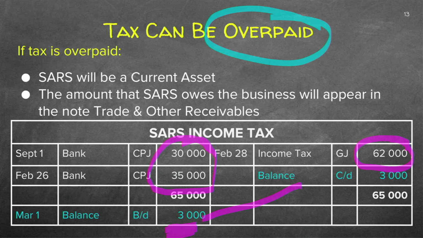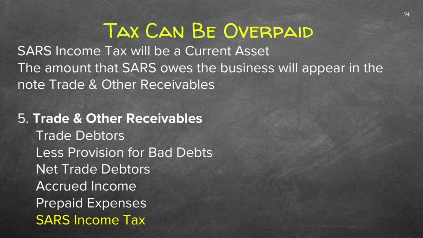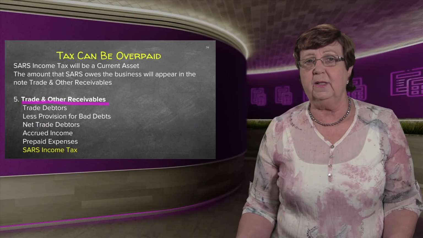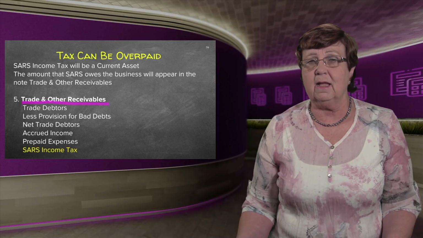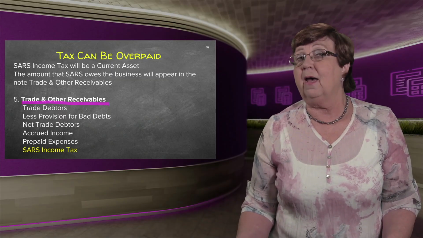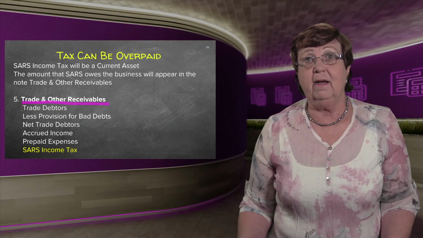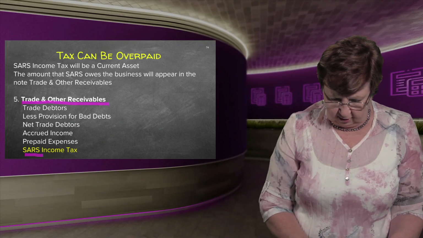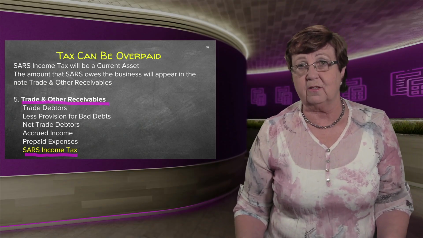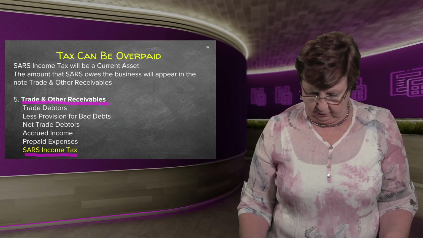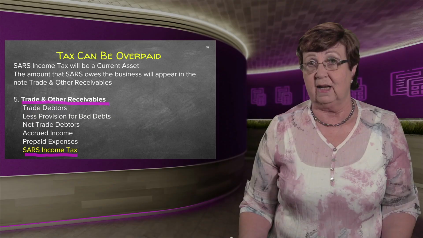How am I going to record this in my financial statements? Well, we're simply going to go to note number 5, trade and other receivables. Now, you know that note number 5 always starts with trade debtors less provision for bad debts equals my net trade debtors plus my accrued income and my prepaid expenses. And now I simply add SARS income tax because SARS now owes me 3,000 Rand. And so I have shown this in my financial statements.